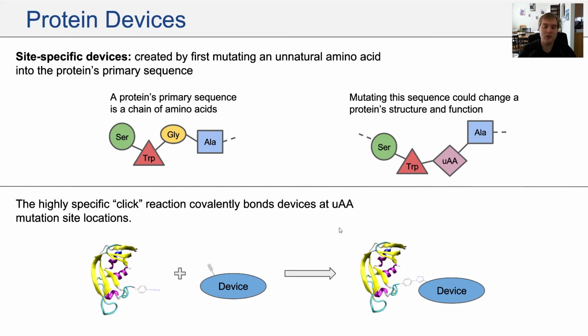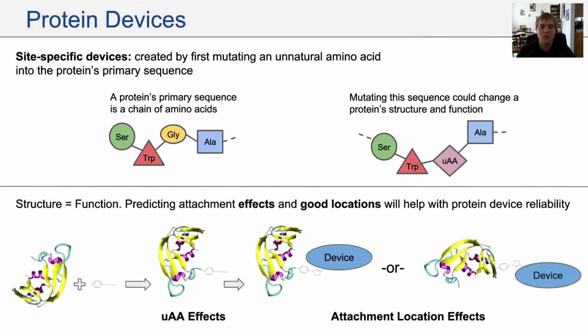What is unknown in this process is how the mutant unnatural amino acid affects protein structure and where to attach the device, because structure equals function and protein devices affect this structure. Predicting the consequence of mutation and functionalization is important.